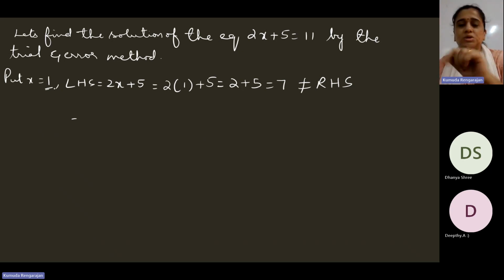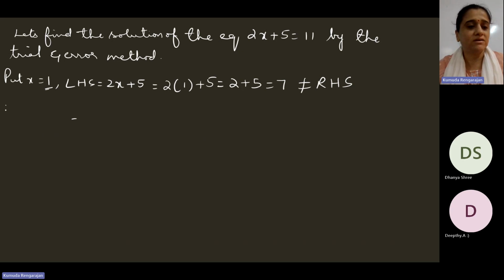1 is not a solution to this equation because when we take x as 1, the value of the left-hand side is 7, but the value of the right-hand side is 11, and the two values are not equal. 7 is not equal to 11. So 1 is not a solution of this equation.